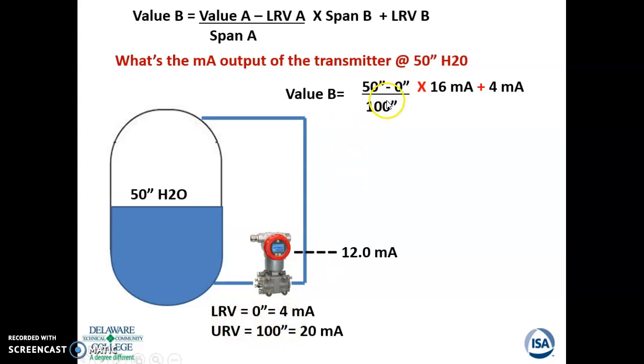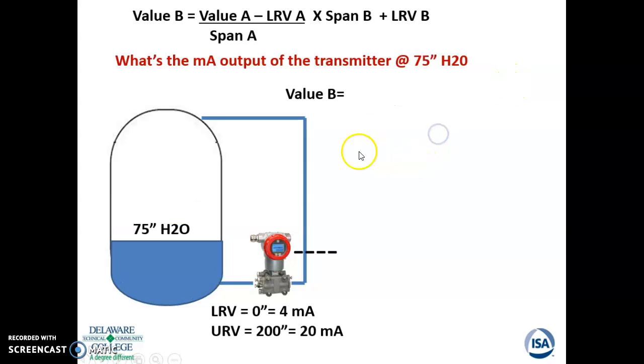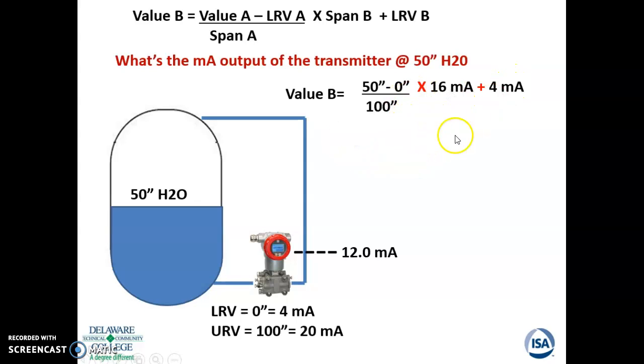So 50 minus 0 divided by 100 times the new span. Well, the span is always in millivolts. 4 to 20 is always going to be 16. So you take these two numbers and multiply them, and then you add your 4, okay? So what do you get there? You should get 8 for that, all right?